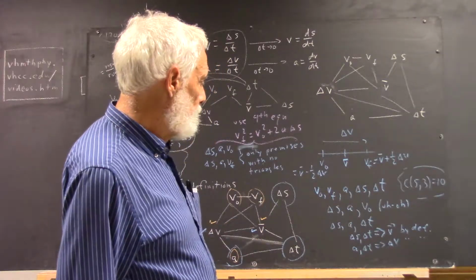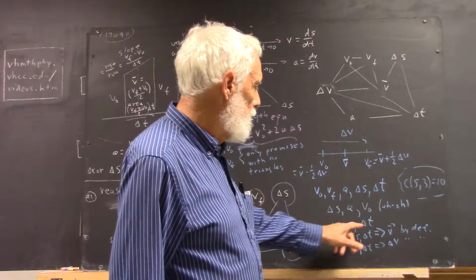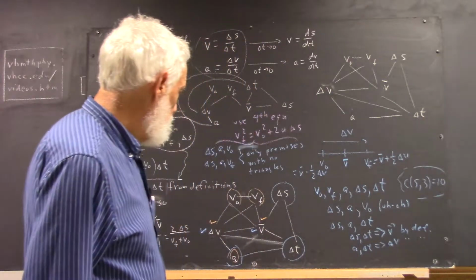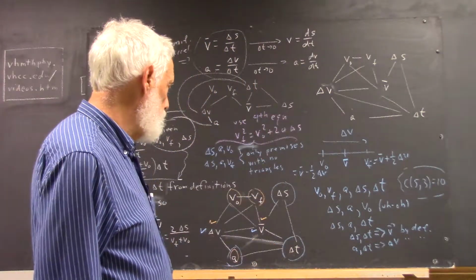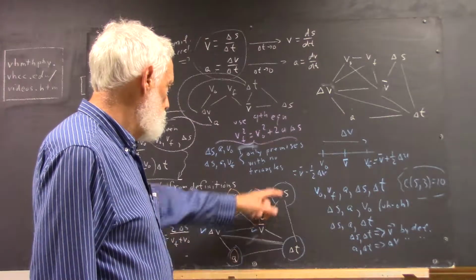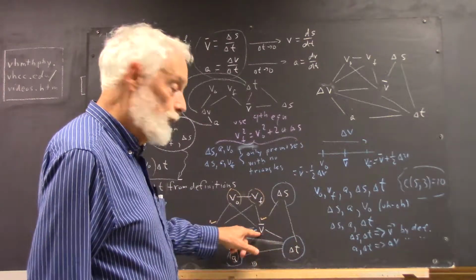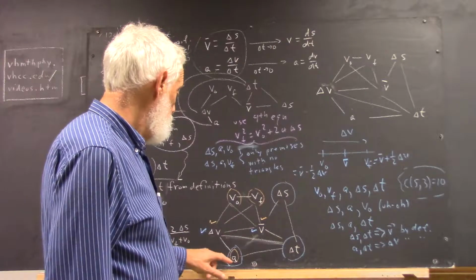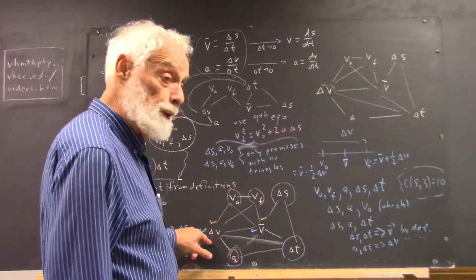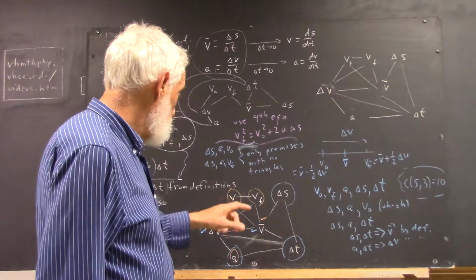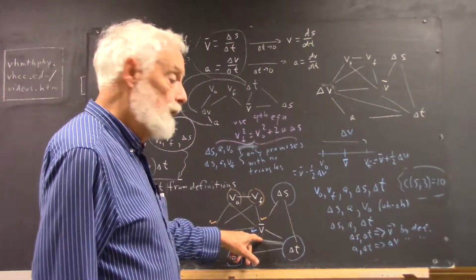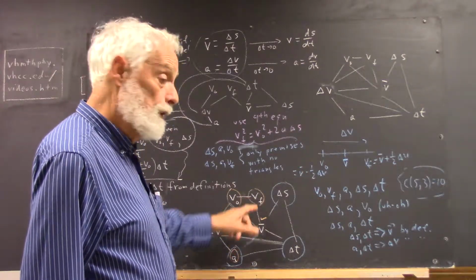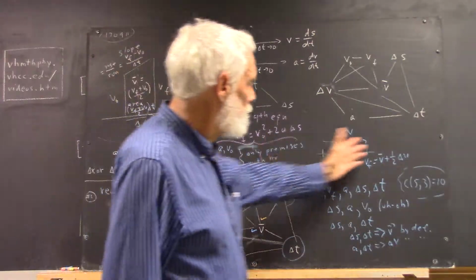Okay, for example, if we're given delta S, A, and delta T, well, we have delta S, and we have A, and we have delta T. What can we find? Well, from delta S and delta T, we can find V bar. From A and delta T, we can find delta V. How are we going to now find V naught and VF? Well, if we know delta V and V bar, we can find V naught and VF by this picture.